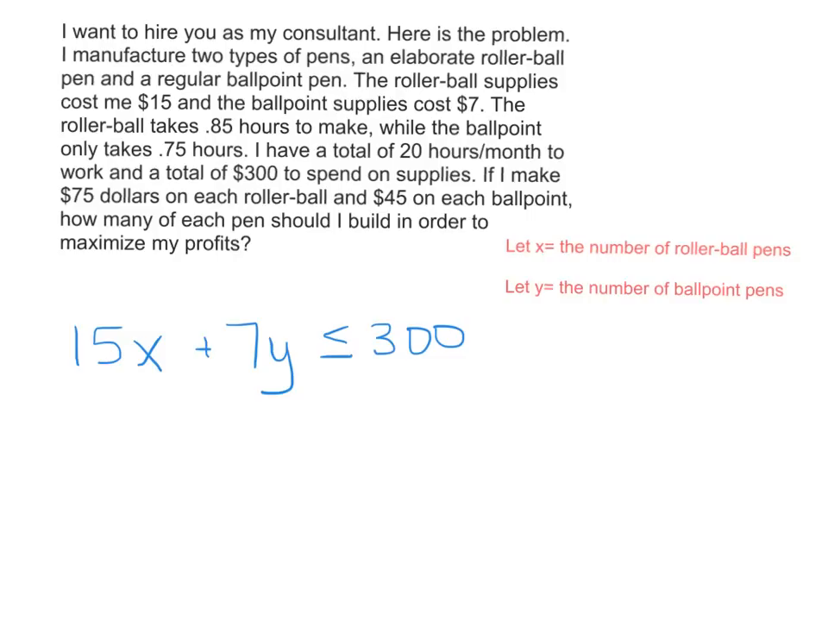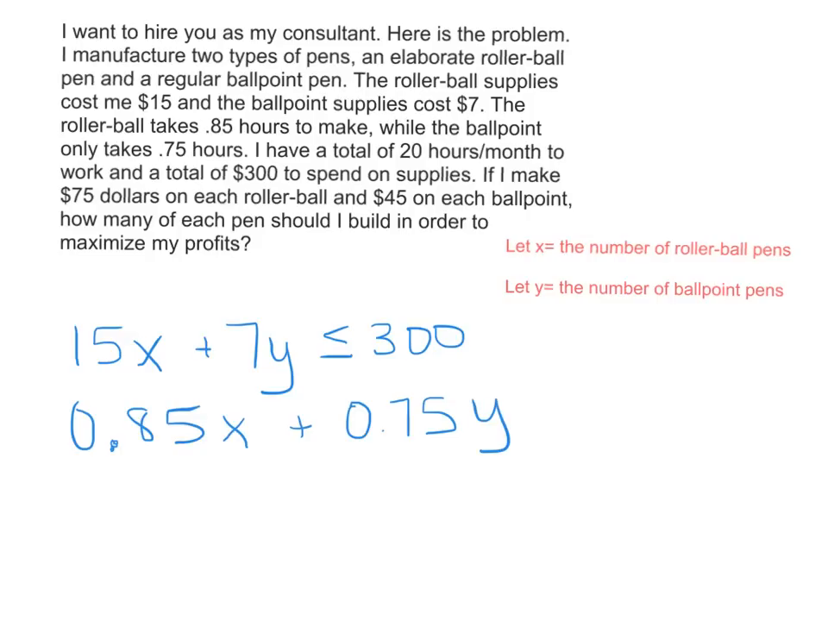So now we need one more, and our other topic is about time. In this sentence, it says it takes 0.85 hours to make a rollerball pen. So we'll take 0.85 times the number of rollerball pens, right? Plus, it takes 0.75 hours, so 0.75, for the number of ballpoint pens, which is our Y.